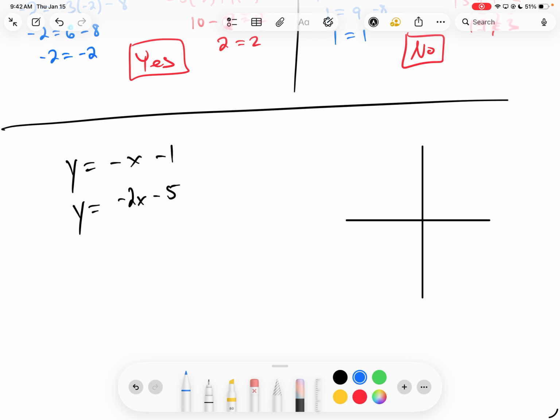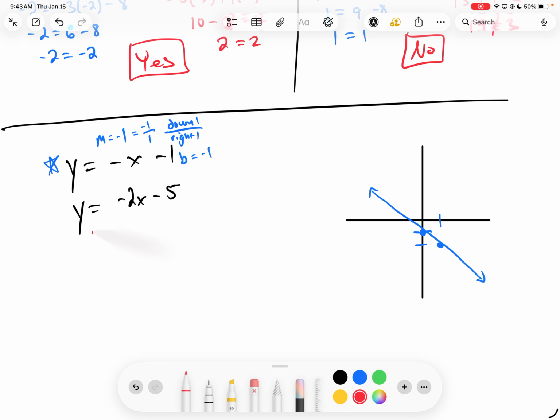So on the top line, we'll make this one our blue one. My slope is -1. So remember that's -1 over 1. Negative, so we go down. The bottom number, we always go to the right. And then my y-intercept is at -1. So I start at -1, and then I'm going to go down 1 to the right 1. Okay. So that's my top line.